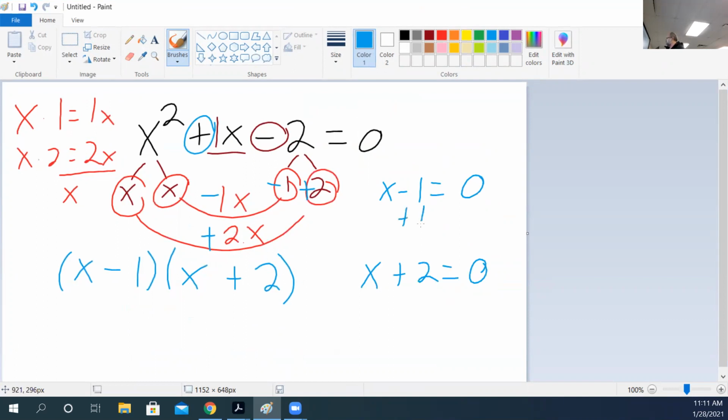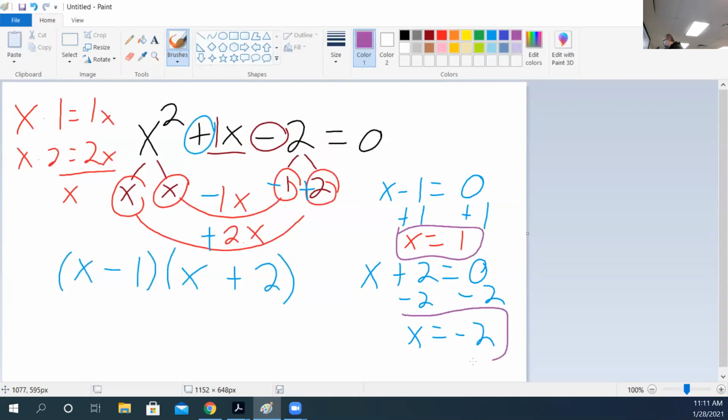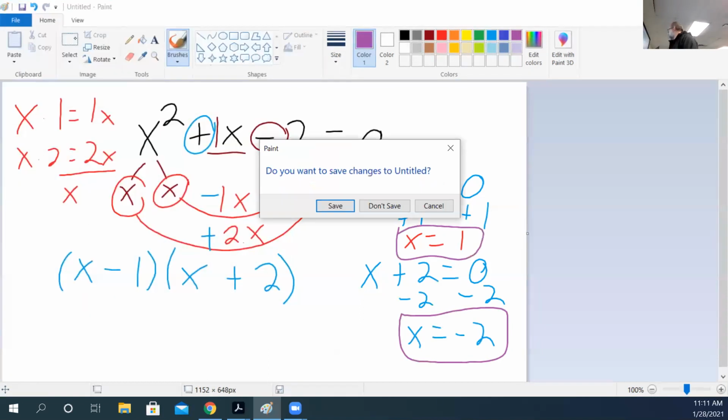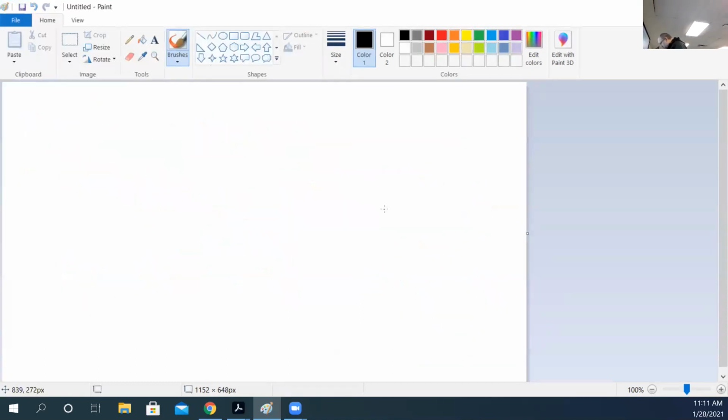So we're going to do plus 1 to both sides. So we've got x equal to 1. And then the other one, we do minus 2 to both sides. x equal to minus 2. And there are our two answers. So it took a little more steps because we had to factor it first, but then we treated it just like we did the ones before. All right, let's try another one.